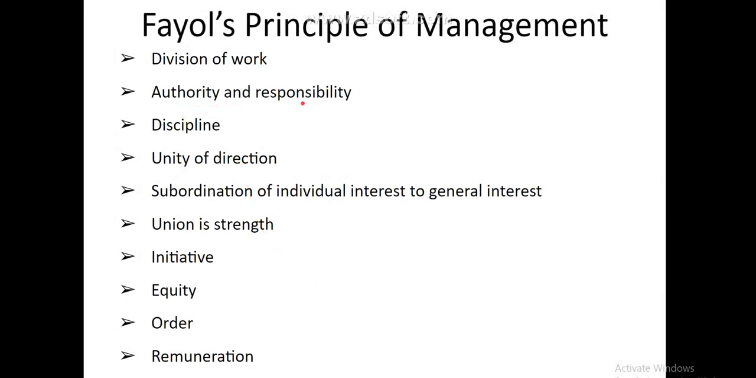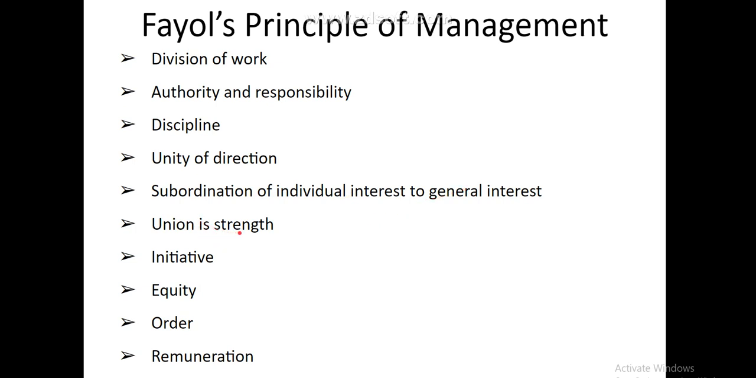There should be authority and responsibility, right? There should be proper authority given to the managers, and there should be responsibility taken by the individual to complete that particular task, whether it is a manager or a low level worker. There should be discipline. There should be unity of direction towards a common goal. Subordination of individual interest to general interest. What I mean is, even though there is an individual interest in accomplishing a particular task, ultimately all have a general interest, that is the common goal of an organization, right? Individual goals may differ from task to task, but there is a common goal for every organization.